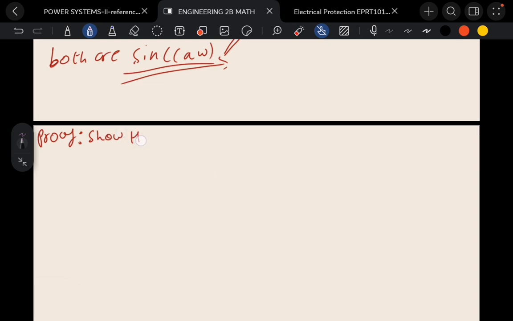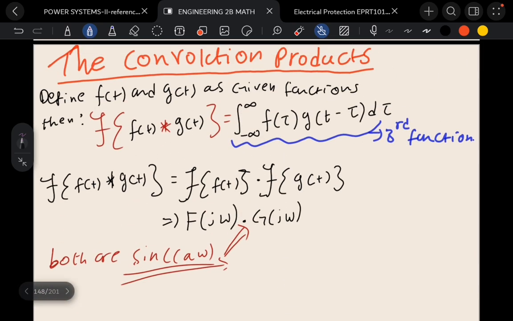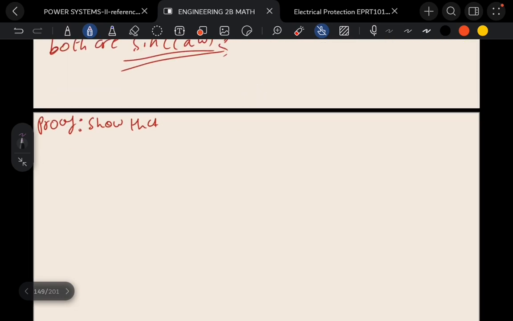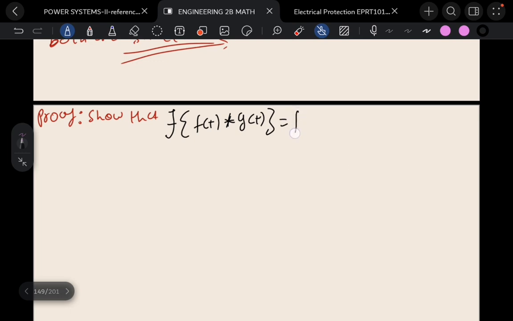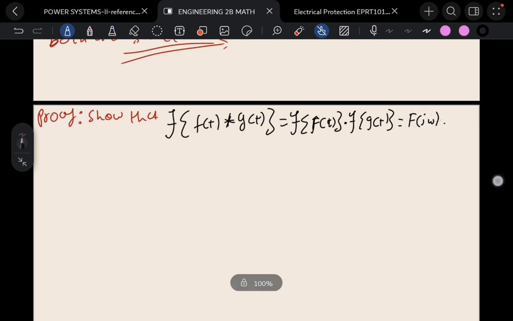show that the Fourier transform of f of t convolution product g of t is equals to the Fourier transform of f of t times the Fourier transform of g of t, which is equals to f of j omega times g of j omega. So we need to show this.